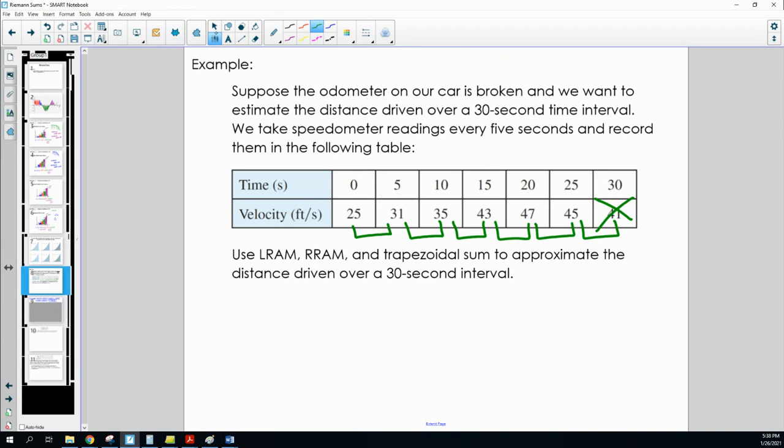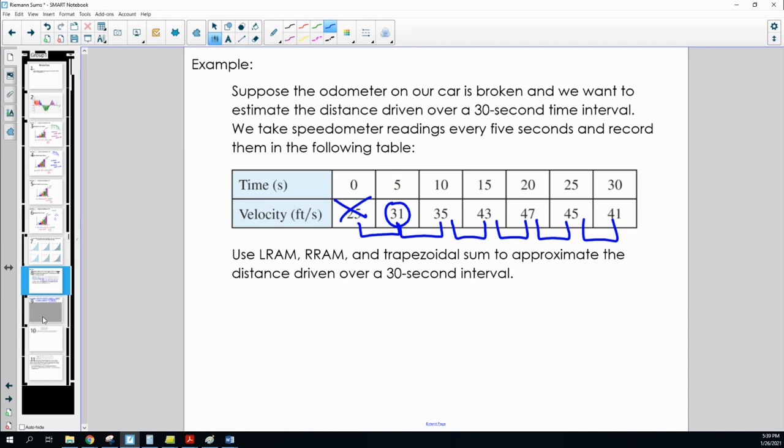Okay, if I want to find the RRAM, that means that I'm using the height from the right-hand side. So when I look at the interval from 25 and 31, I'm going to be using 31. When I do 31 to 35, I'm then going to be using 35. 35 to 43, I'm using 43. 43 to 47, I'm using 47. I'm using 45, and I'm using 40. So in this case, I'm not using the first or the leftmost height value.